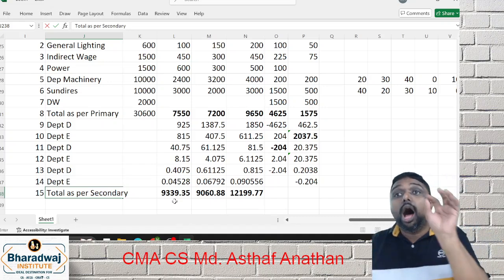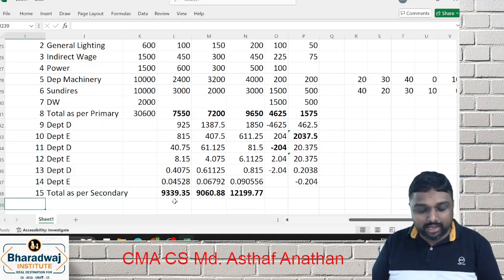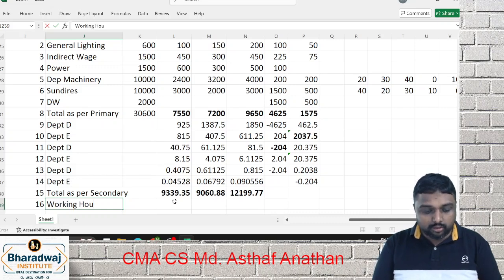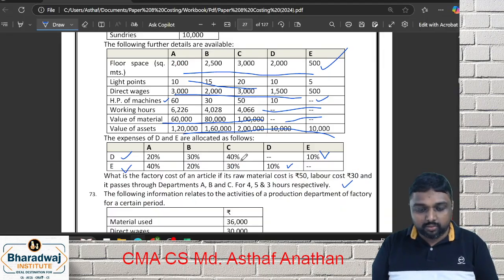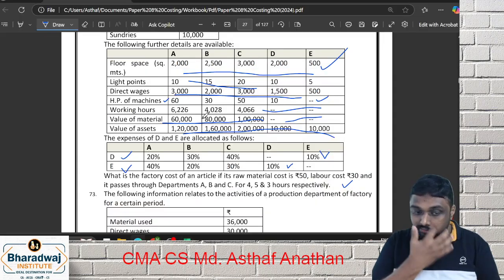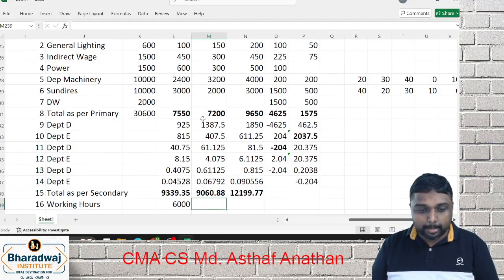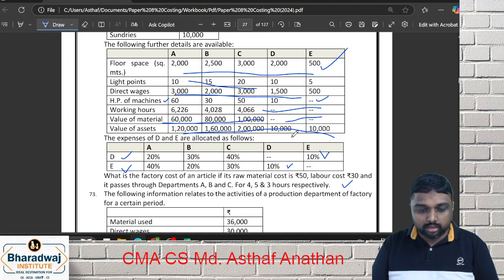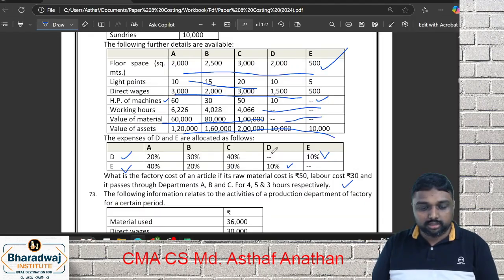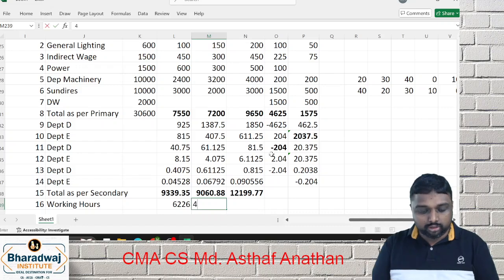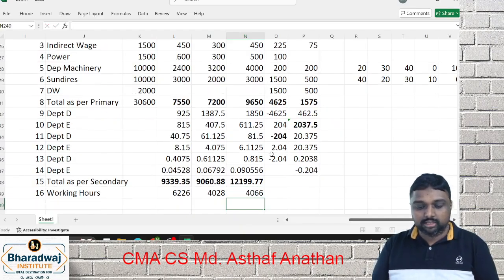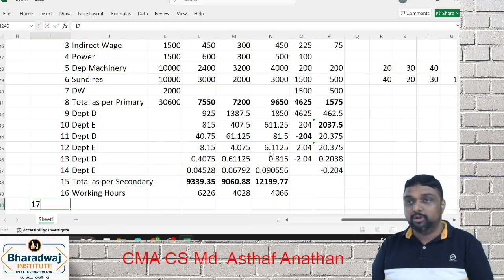Next is absorption on a suitable base. Here they have set working hours. What are the working hours? They said 60,000. Here it is not 60,000. 6 to 6. Next, 4028. Next, 4066.